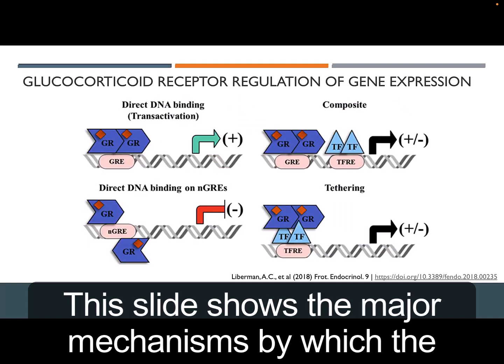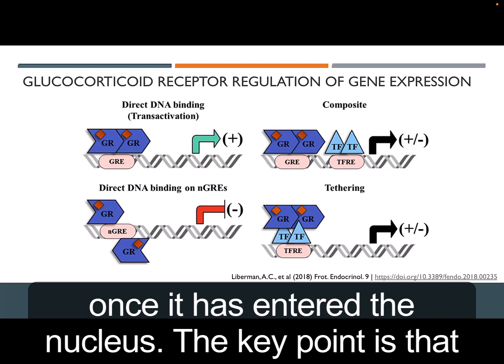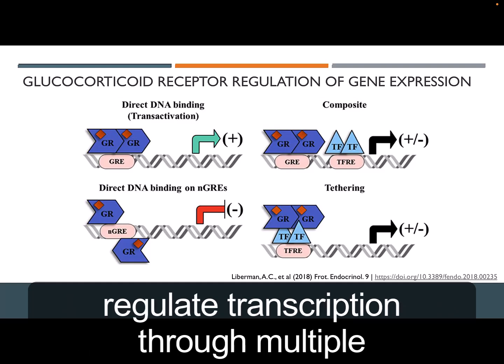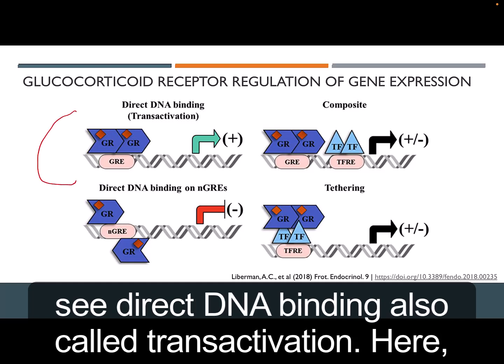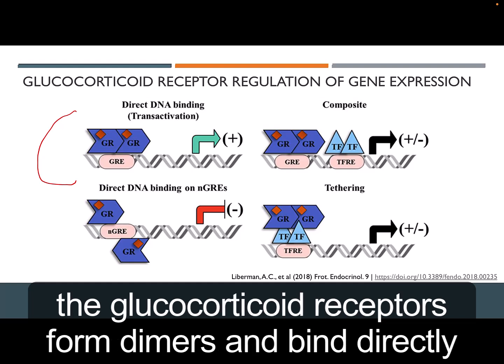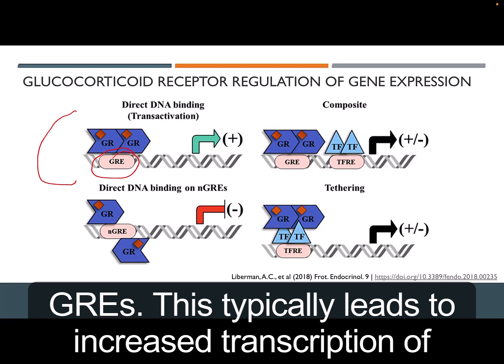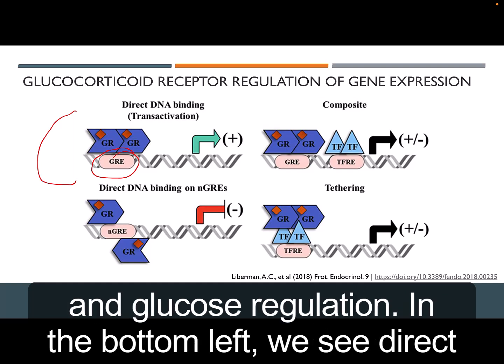This slide shows the major mechanisms by which the glucocorticoid receptor regulates gene expression once it has entered the nucleus. The key point is that glucocorticoids do not simply turn genes on or off. They regulate transcription through multiple mechanistically distinct pathways. In the top left, we see direct DNA binding, also called transactivation. Here, the glucocorticoid receptors form dimers and bind directly to the glucocorticoid response elements, the GREs. This typically leads to increased transcription of target genes, many of which are involved in metabolism and glucose regulation.